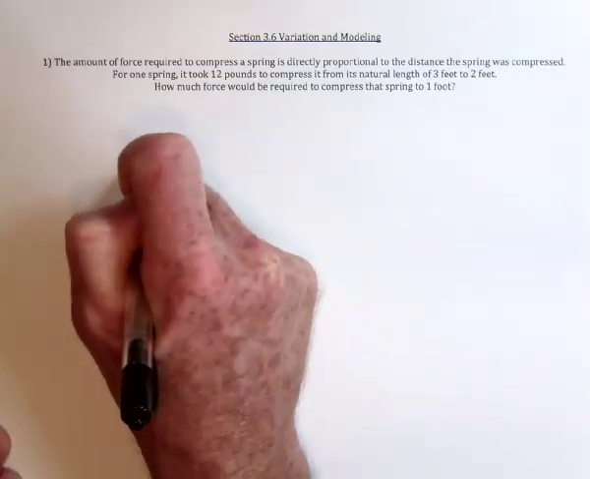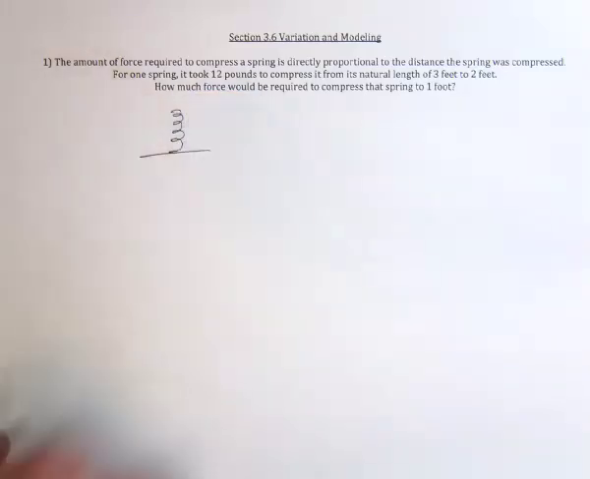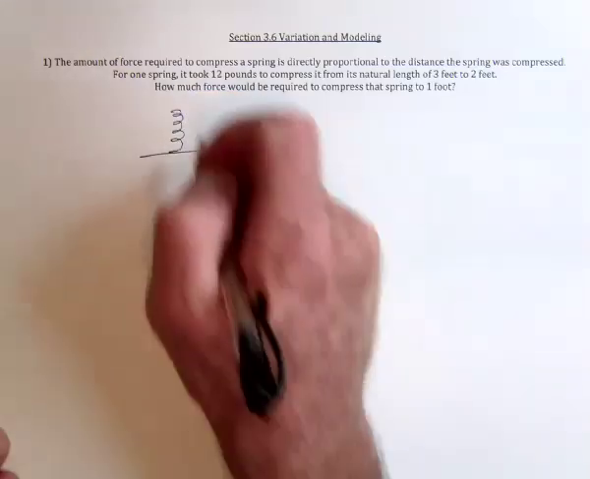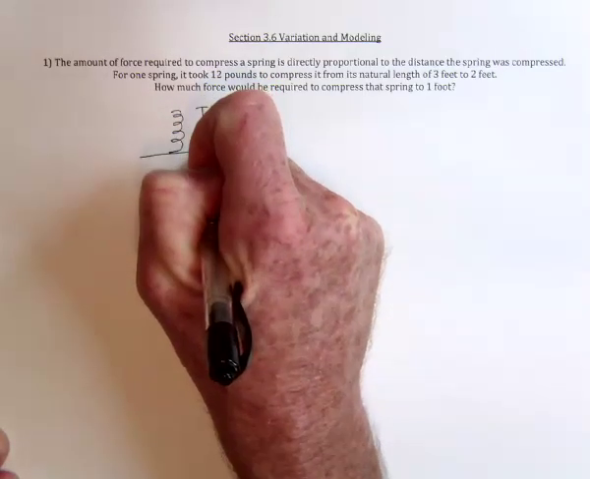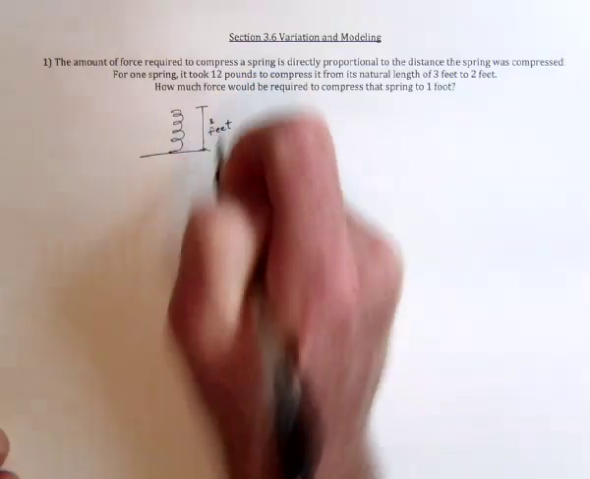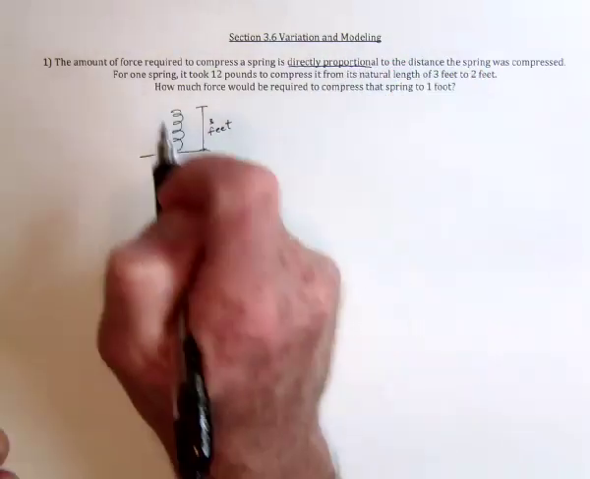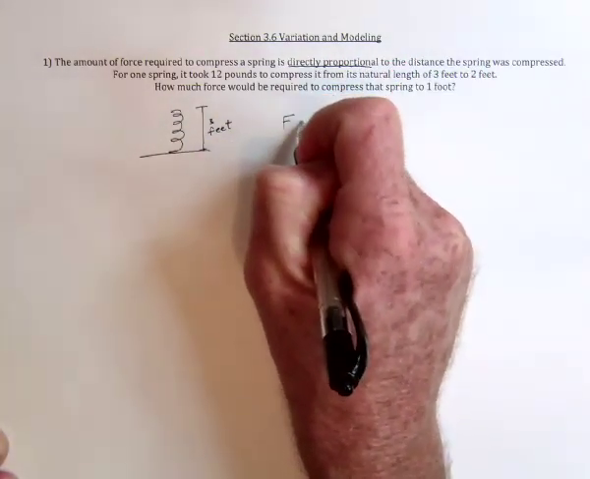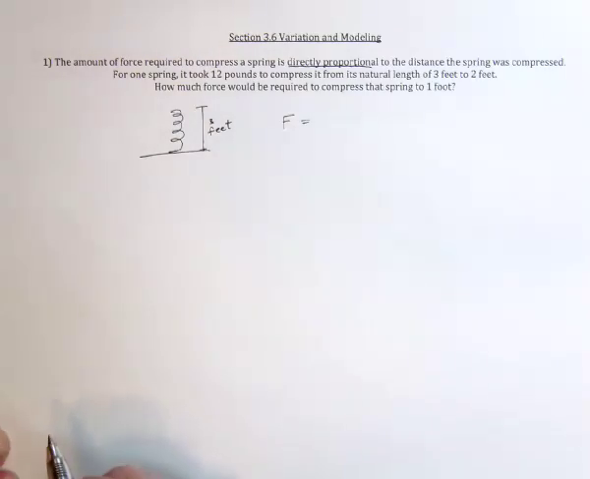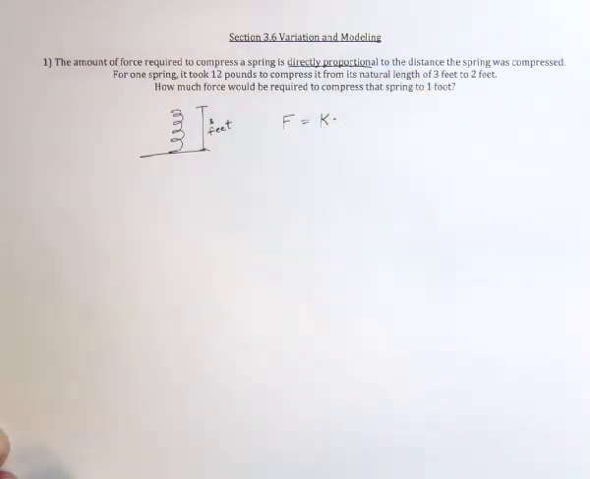So here's an application from physics known as Hooke's law. If you've got a spring, let's say that this is the ground, and this spring is 3 feet tall, then the amount of force required to compress this spring, so I'll just use F for that, is directly proportional, so it's equal to a constant times whatever comes next.